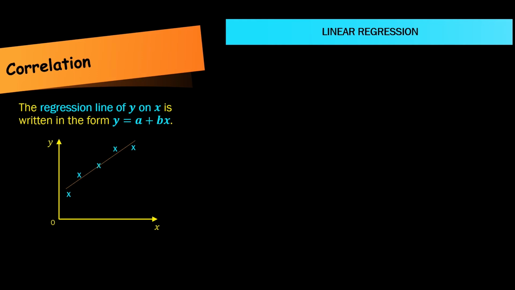We are now going to consider estimates from the line of best fit. Which estimates are more reliable and which estimates are less reliable? Consider the regression line of y on x. It is written in the form y equals a plus bx. If we are estimating for values within this range, as shown in the diagram, it is more reliable.